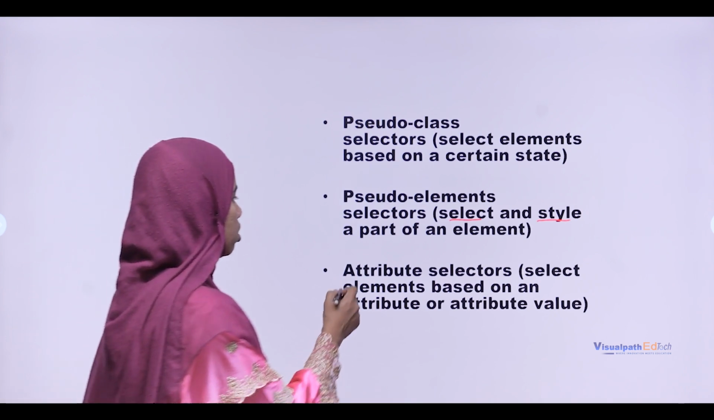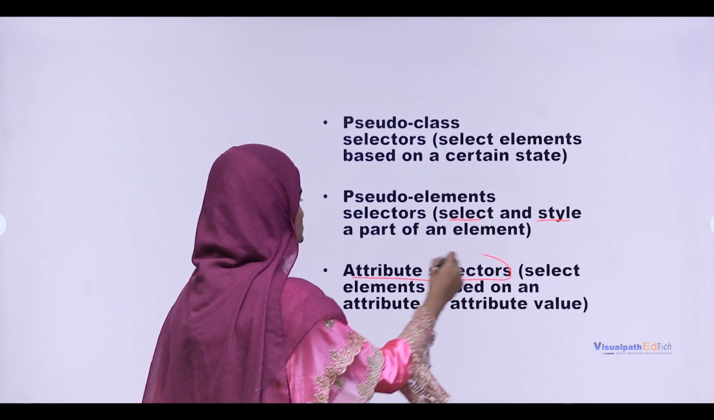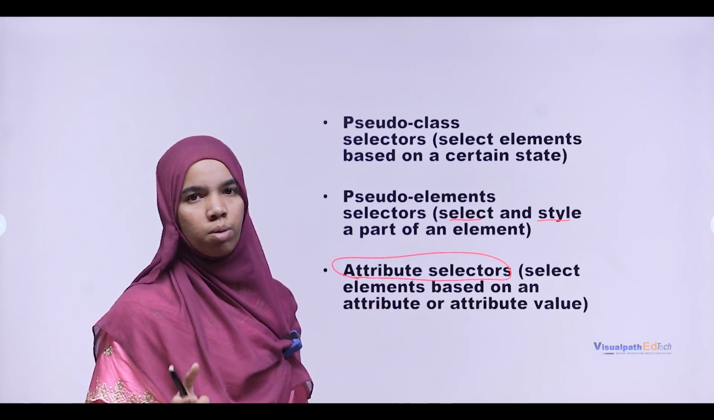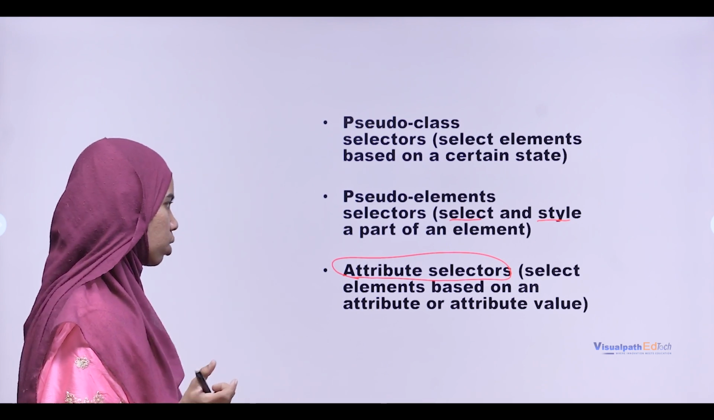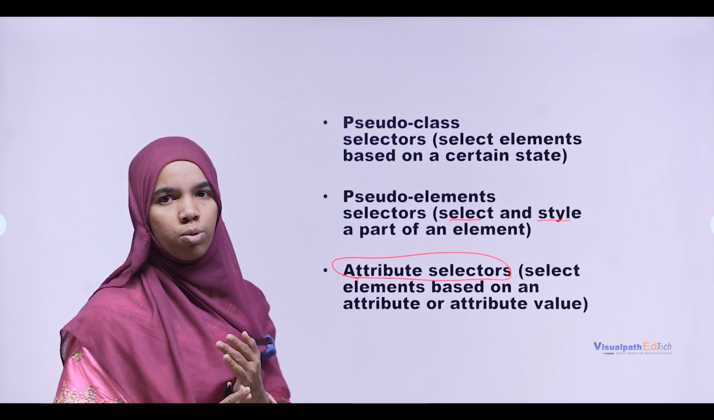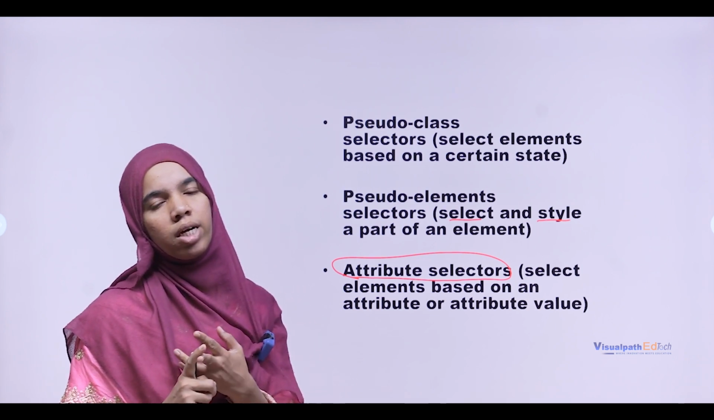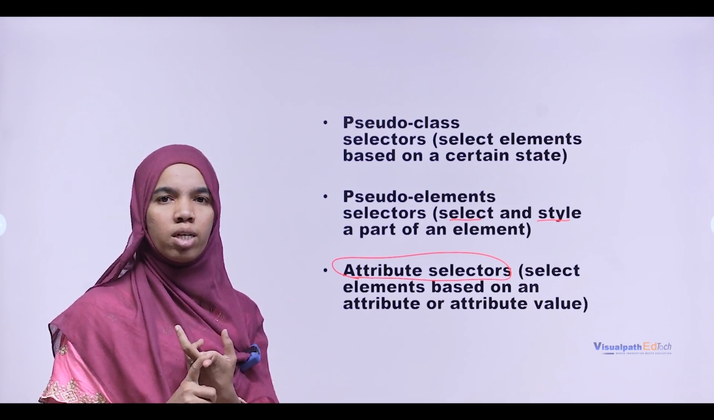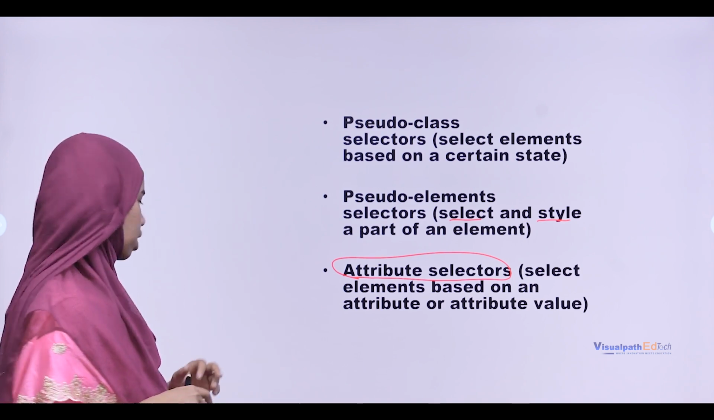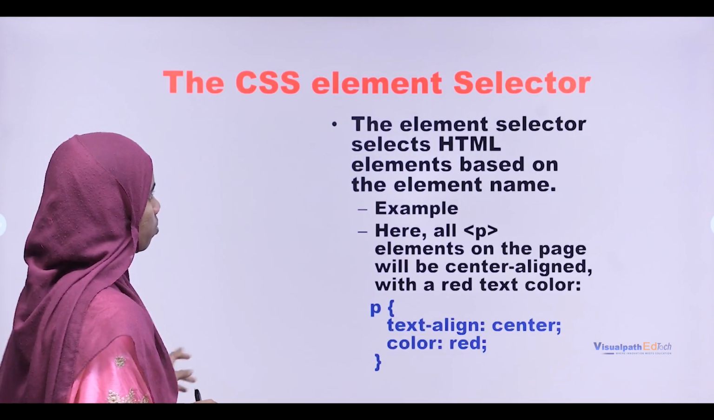Attribute selectors, yes, this is also majorly used because we will be applying the styles upon the attributes of any of the tags. Attribute, in the sense, for the image tag we have the attributes width and height, we have the attribute source, we have the attribute alt. Upon them also we can apply the selectors.